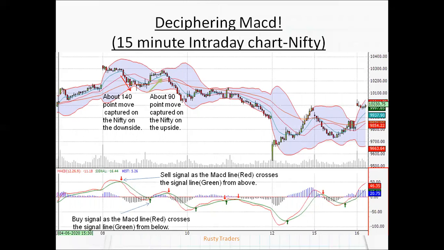So this is just when the MACD tells you to sell, you sell. When it tells you to buy, you buy. Mind you, it will tell you when to enter, but exiting will totally depend on your trading methodology, your risk management strategy. Always remember that.